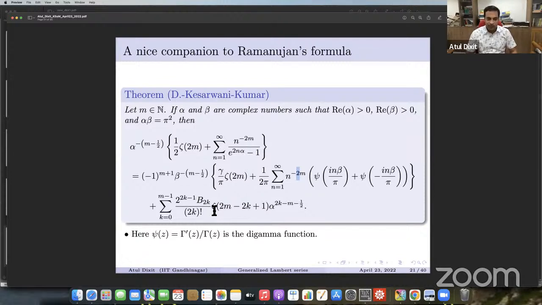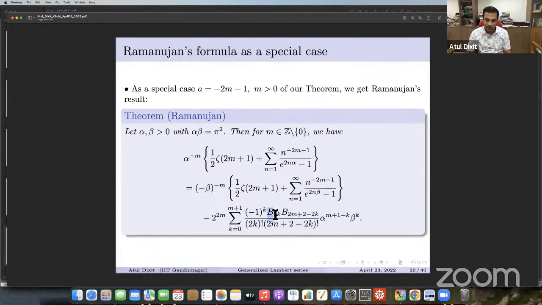Why do I say it's a companion to Ramanujan's formula? The form is somewhat similar. Instead of 2m plus 1 and 2m plus 1 in here, you have 2m and 2m. And instead of alpha to the -m, there is alpha to the -m minus half, beta to the -m minus half. On the right-hand side, you have this beta 2k, so essentially zeta 2k. So an even zeta times odd zeta value, whereas here you had just even zeta values.